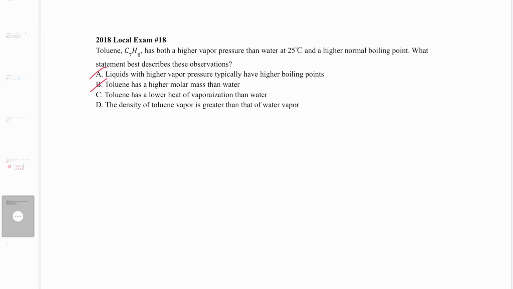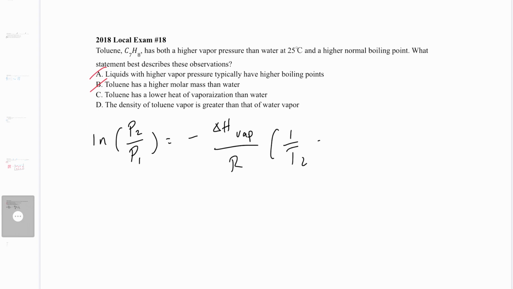C, toluene has a lower heat of vaporization than water. This is going to have some sort of impact, and this is going to come from the Clausius-Clapeyron equation. So it's the natural log of the second pressure over pressure 1 is going to equal the negative enthalpy of vaporization over R times 1 over T2 minus 1 over T1. This equation is a fancy way of saying that as you increase your temperature, your pressure is also going to change, and it's going to depend on your heat of vaporization, or your change in enthalpy of vaporization.